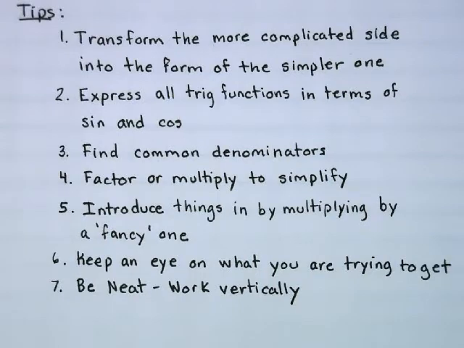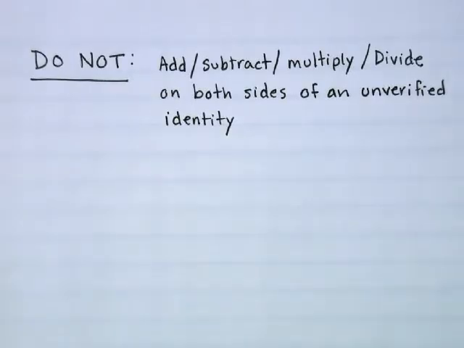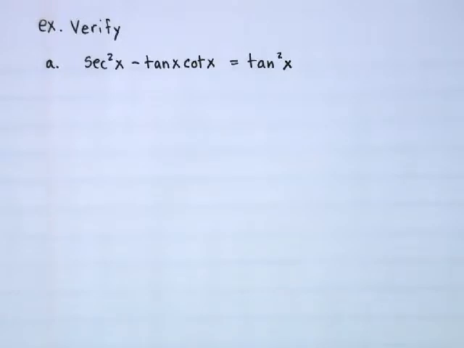Next thing I'm going to talk about what you should not do. Do not add, subtract, multiply, or divide on both sides of an unverified identity. This is using the properties of equality. So when you're solving an equation, you can add 2 to both sides of an equation or subtract 10. But in an unverified identity, we cannot do that. So you can't just multiply by sine to get rid of things in these identities. So now we're just going to do a bunch of examples.